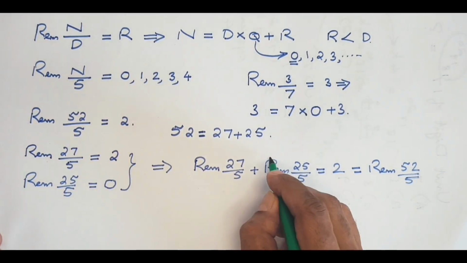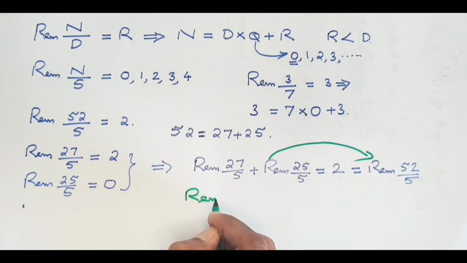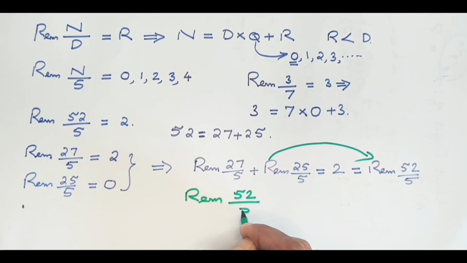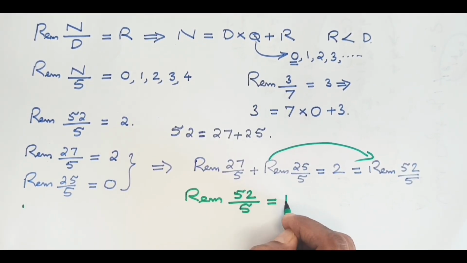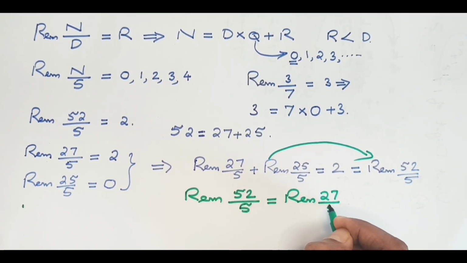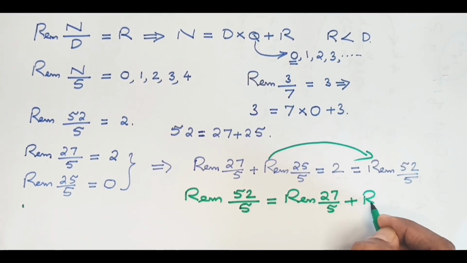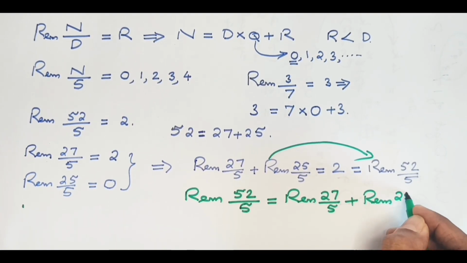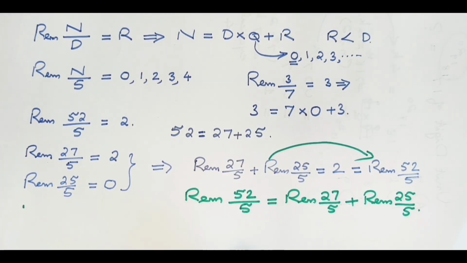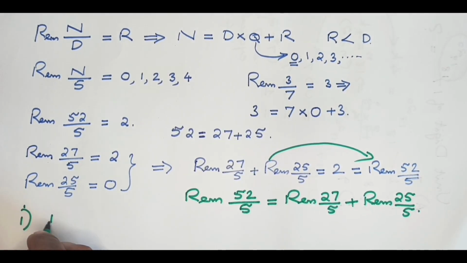So if you combine these two, what do you have? If I write this first, remainder of 52 when divided by 5 equals the left side, remainder of 27 when divided by 5 plus remainder of 25 when divided by 5. This is the first result you are supposed to know when dealing with problems on remainders. I can put it in the general form. What I have done is, see, this is result number 1.